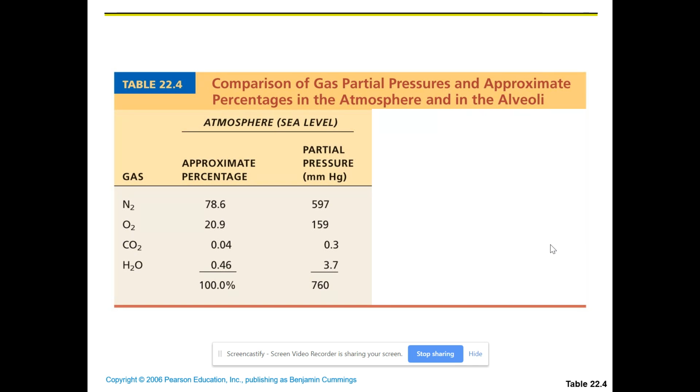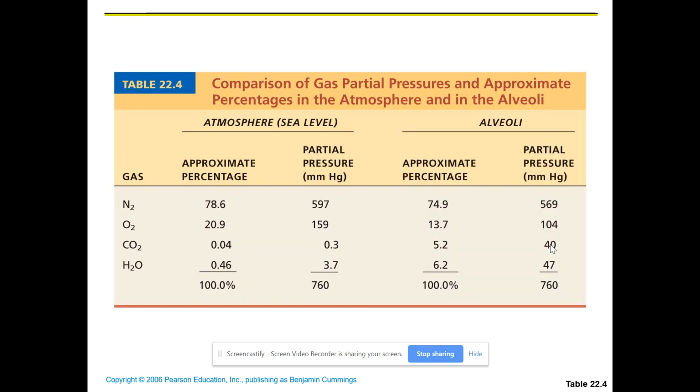If we then look at the composition of the air down in the alveolus, it's very, very different. Look what happened with the water vapor. It went from 3.7 millimeters of mercury all the way to 47 millimeters of mercury. It went from about 0.46% to about 6%. Look at what happened to carbon dioxide. It goes way up. It goes from 0.3 all the way to 40 millimeters of mercury. It went from about 0.04% up to about 5%. That means these others have to go down.